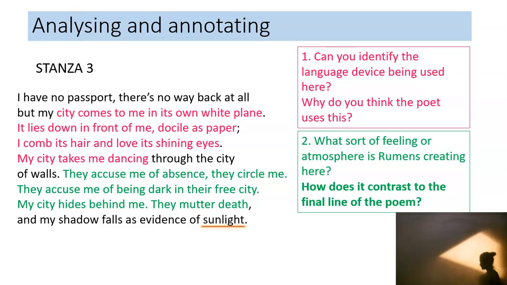So perhaps the poet here is trying to personify the city to show that she loves her city almost in the way that you would love a person. You can see the feeling of affection when she talks about combing its hair and loving its shining eyes. It's something you would do for somebody that you really loved, like maybe a child, for instance. So it's almost like she sees the city as a person that she loves.